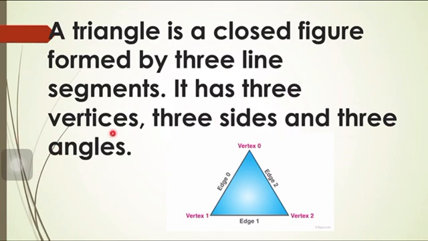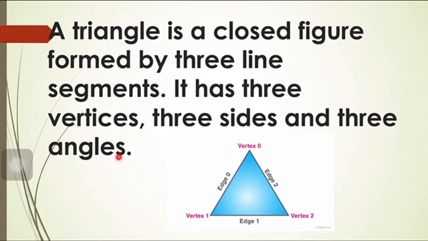Three vertices. Vertices means the points, the corner points. Vertex 1, vertex 0, vertex 2, like that it's given in this diagram. So these points are called the vertices. Three sides. Yes, these are the three sides. We can call them edges also.